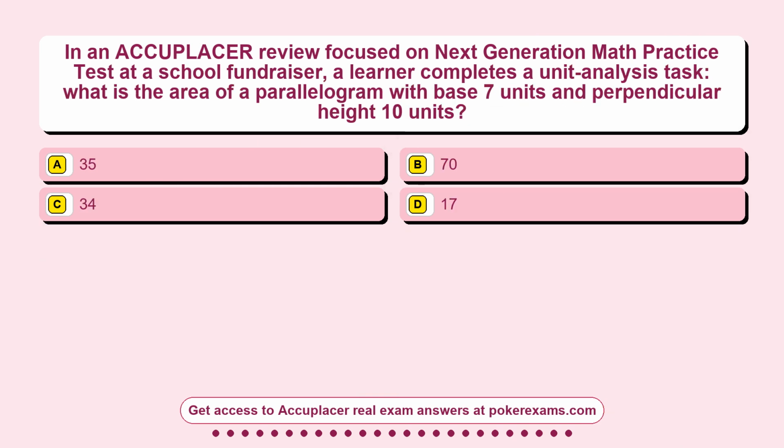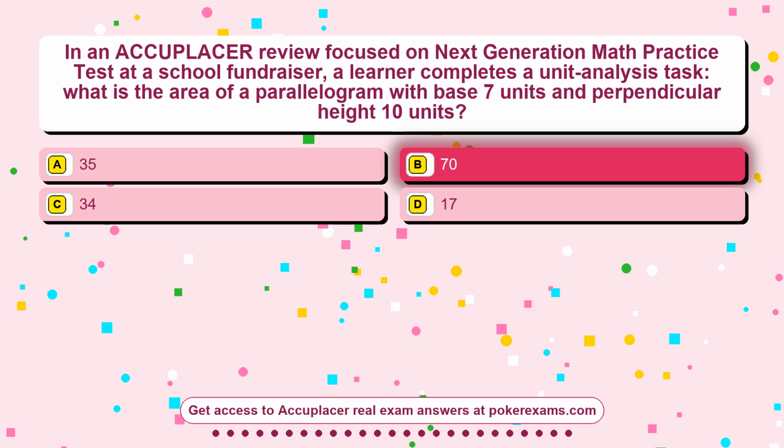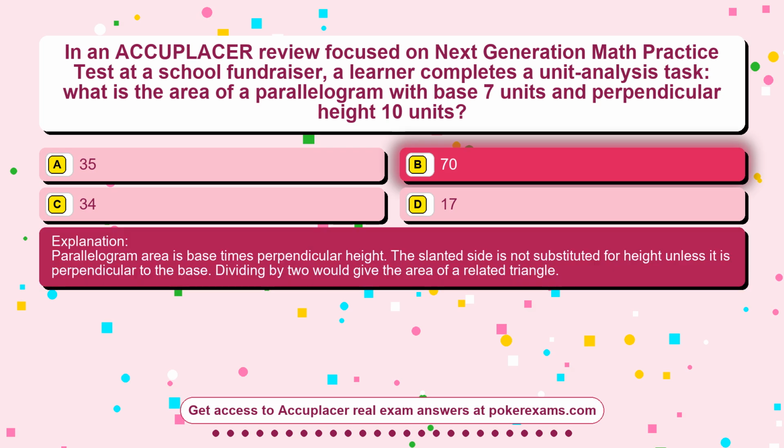Question 13. In an Accuplacer review focused on next-generation math practice test at a school fundraiser, a learner completes a unit-analysis task. What is the area of a parallelogram with base 7 units and perpendicular height 10 units? Option A, 35, Option B, 70, Option C, 34, Option D, 17. The correct answer is Option B, 70. Parallelogram area is base times perpendicular height. The slanted side is not substituted for height unless it is perpendicular to the base. Dividing by 2 would give the area of a related triangle.